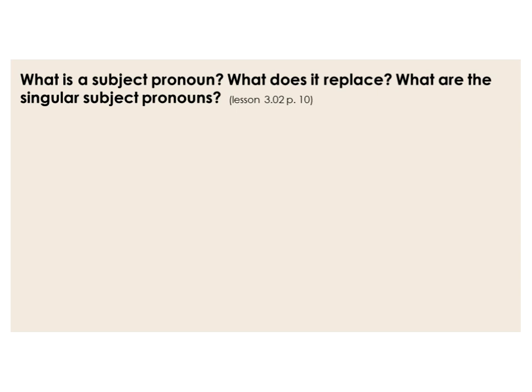A subject pronoun is a word that describes yourself or someone else. It replaces a regular noun. And what are these subject pronouns? Yo, tú, él, ella, usted. Very good. If you had a little trouble with that response, you can always go back to lesson 3.02, page 10. So if you haven't completed your Module 3 DBA, just know this is a question.